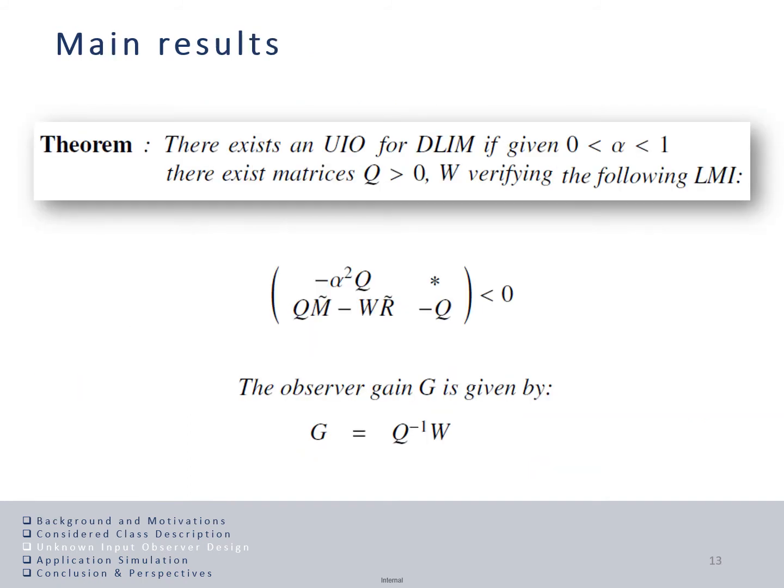The main result is stated in the following theorem. There exists an unknown input observer for the discrete time linear descriptor model, or implicit model, if for a given alpha between 0 and 1, there exist matrices Q and Y verifying the following linear matrix inequalities. The observer gain J is given as follows.